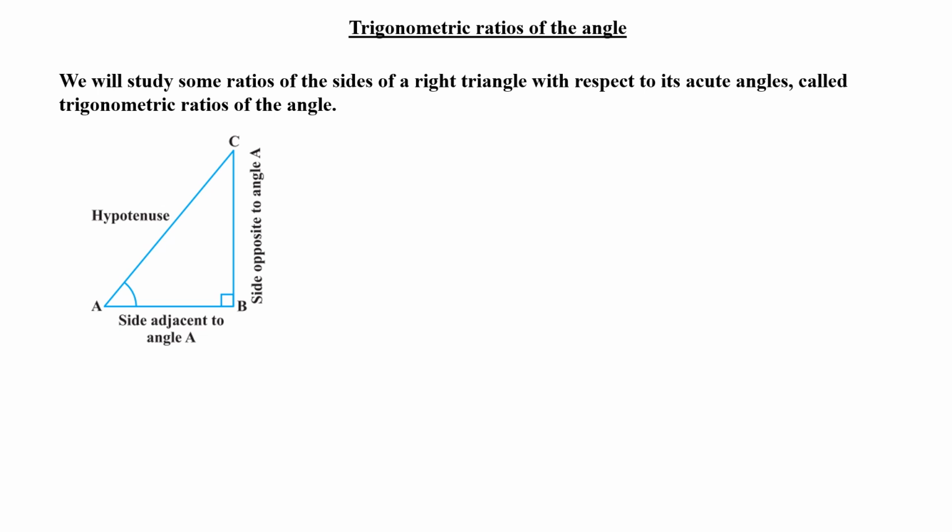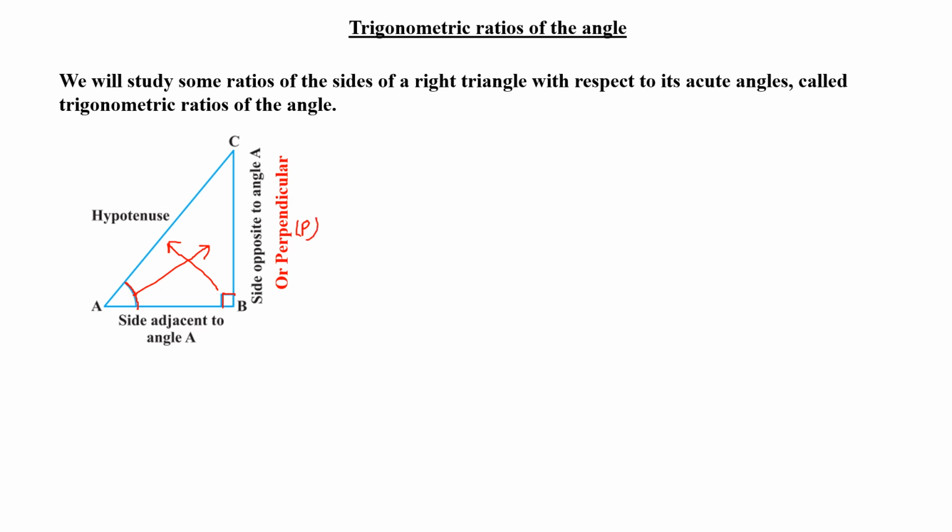Already you know in a right angle triangle, the hypotenuse is the side which is opposite to the right angle. My right angle is here, and the side which is opposite to it is the hypotenuse, isn't it? Now if I take this angle A, the side which is opposite to angle A is BC, and it is also known as perpendicular. We can name it perpendicular and denote it with a small p.